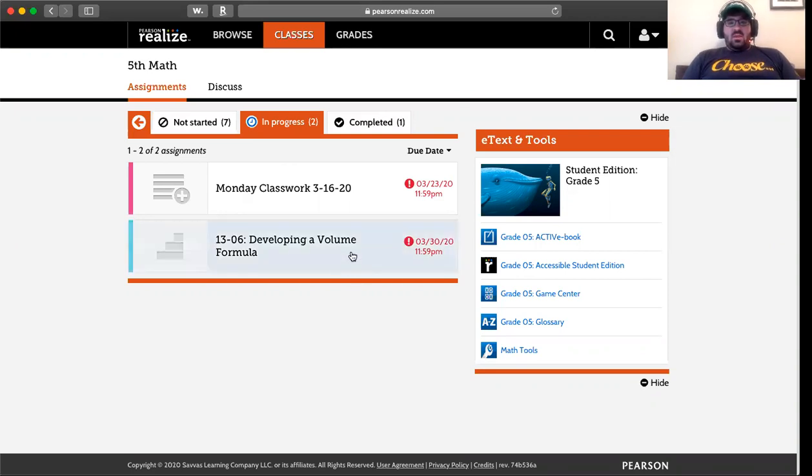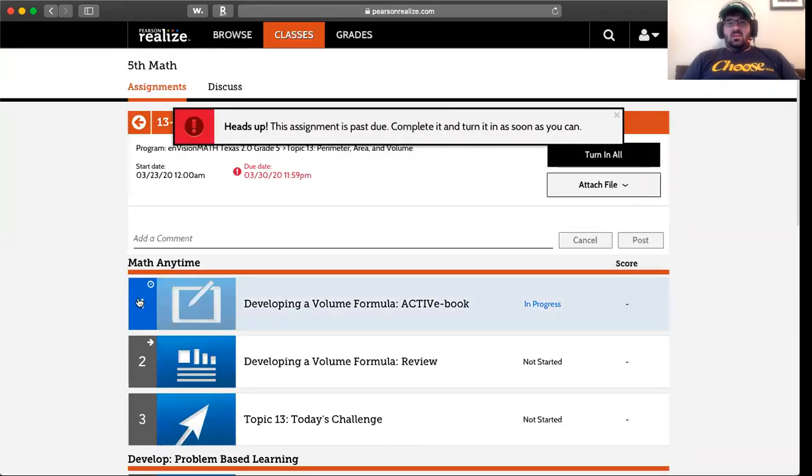So first, I already attempted 13-6. I already clicked on it, so it says in progress. Notice I click on this in progress tab and I can do 13-6, developing a volume formula. I can click on it.